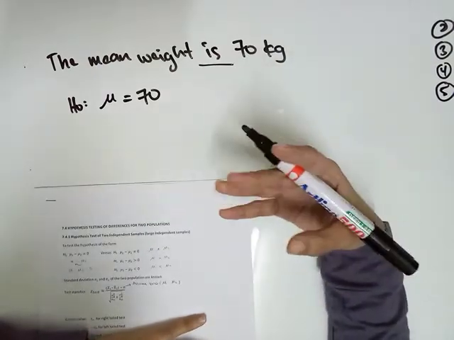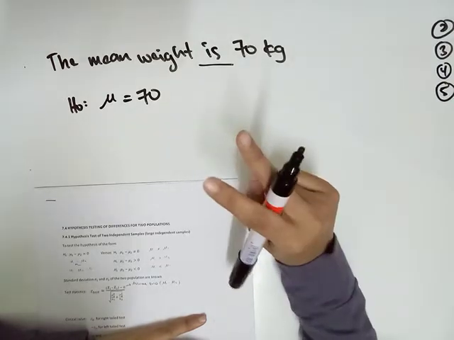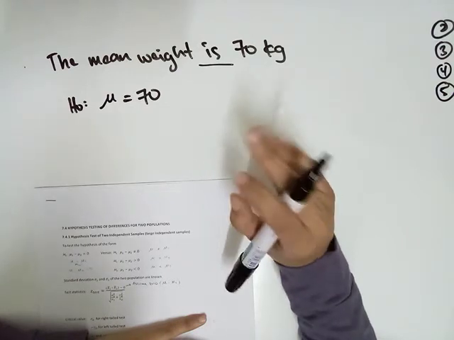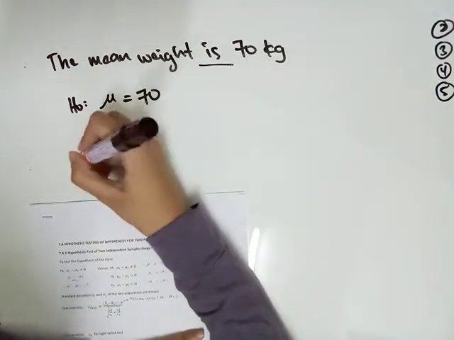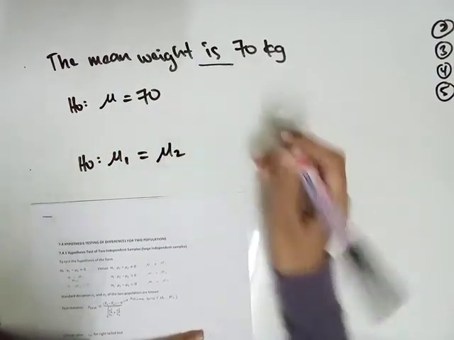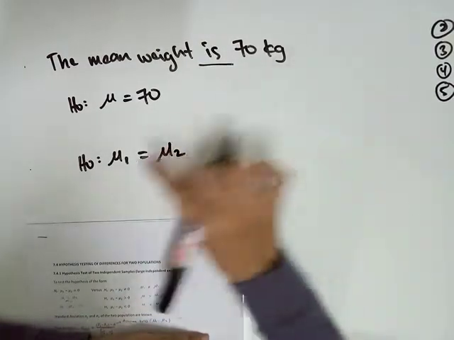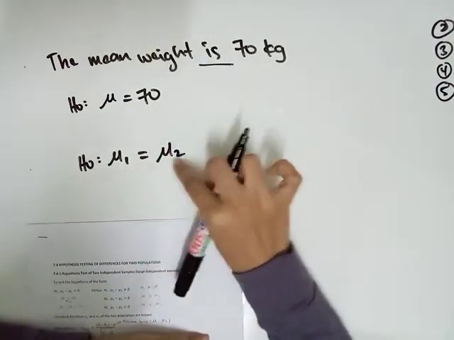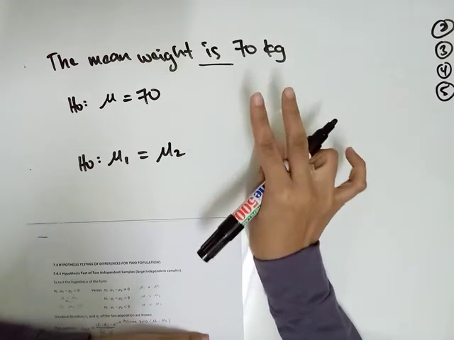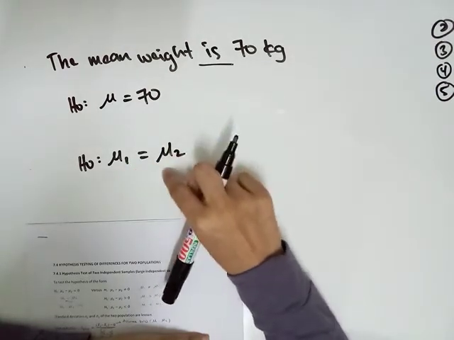They will give a hint, like the two population means are equal or the two population means are the same. So it will be denoted for H0 as mu1 equal mu2. Why are there two? Because we have two populations, so population mean 1 and population mean 2. And the hint given, the two population means are equal or are the same, will be denoted as H0: mean 1 equal mean 2.